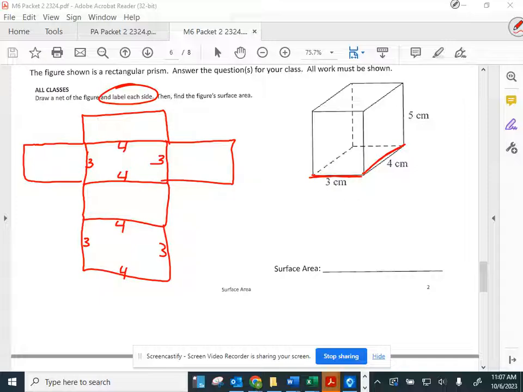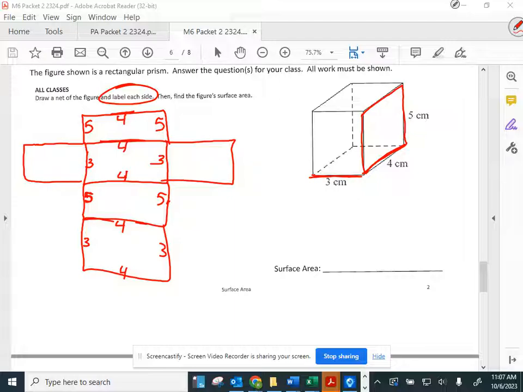So now we need this side. So now we have 4. We already have our 4s labeled. So what is this measurement going to be? Zelda? 5. Because our 4 and our 4 have to line up together. So it's going to be the same for this side. So if I have 4 right here, across from it has to be a 4. And if this goes up 5, then this has to go up 5.